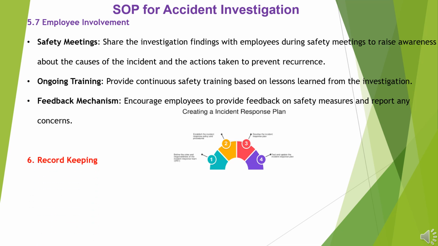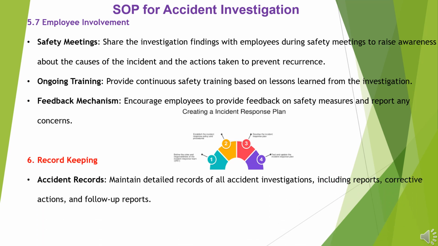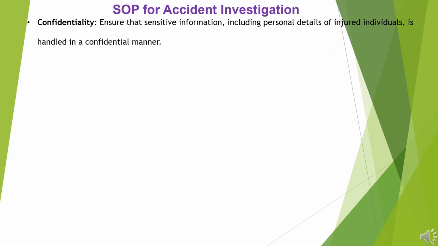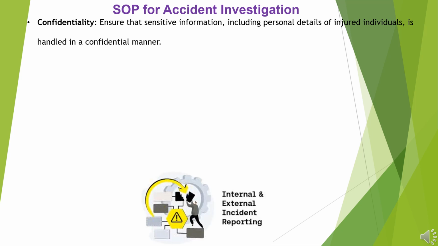6. Record keeping. Accident records. Maintain detailed records of all accident investigations, including reports, corrective actions, and follow-up reports. Regulatory compliance. Ensure that accident reports are retained in accordance with local laws and regulations. Confidentiality. Ensure that sensitive information, including personal details of injured individuals, is handled in a confidential manner.